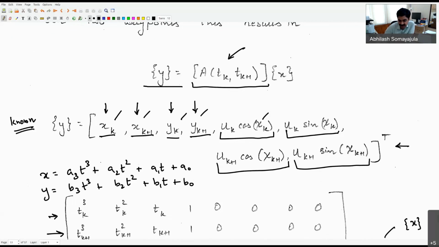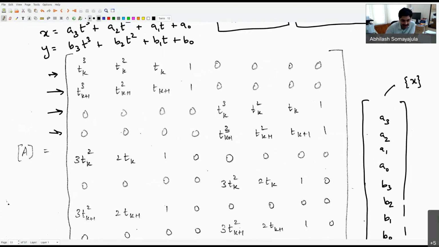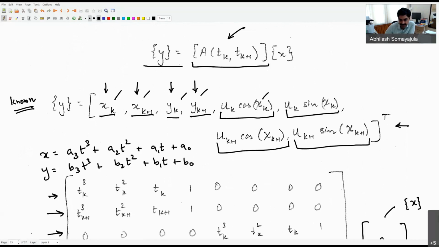Now, these last four quantities are the differentiation of these things so that I can get the velocities. So I know that this is simply 3 times tk square plus 2 times tk and 1 comma 0. This is basically taking the derivative with respect to time. These are the coefficients which will be left. So when I multiply this with the a terms, I should get the x velocity at point k.